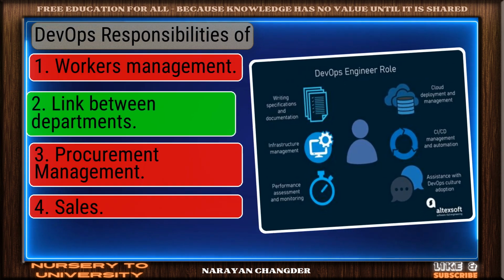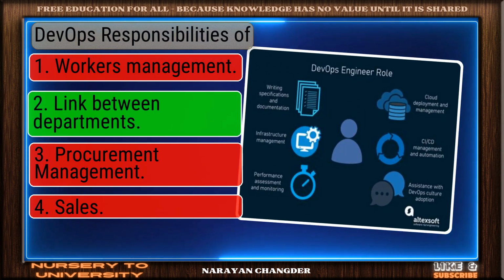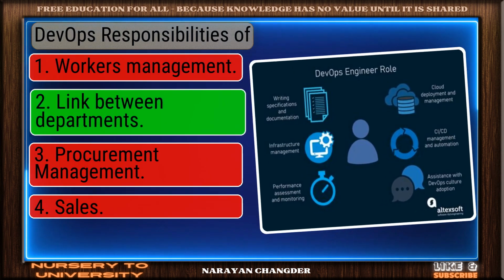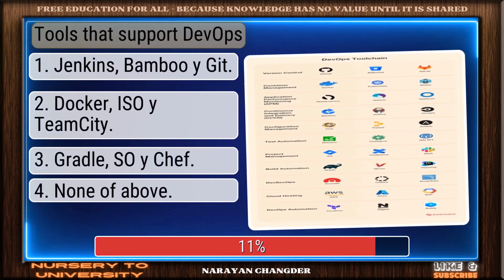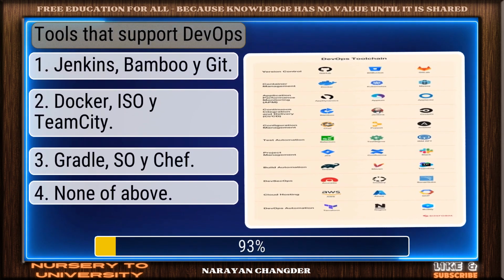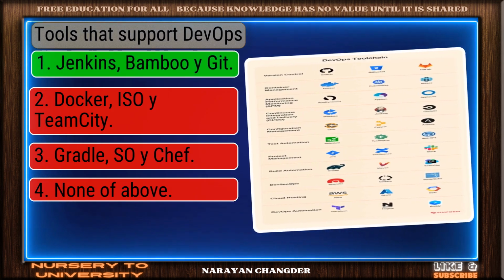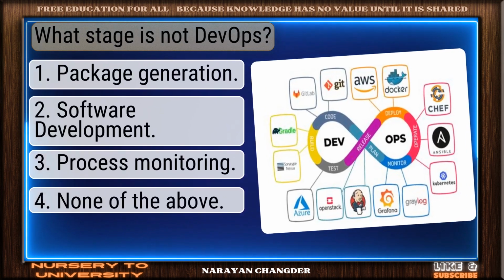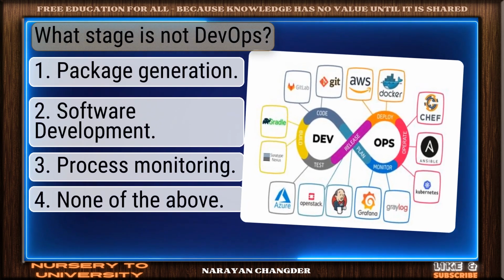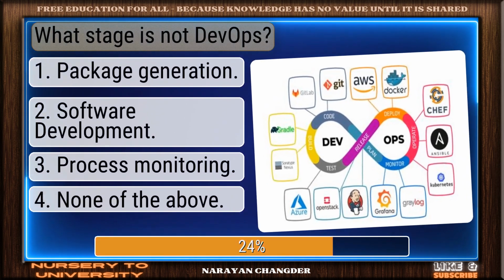Good thinking. Link between departments is the right answer. Question number 60. Tools that support DevOps. You got it. Your choice, Jenkins, Bamboo, Git is right. Question number 61. What stage is not DevOps?